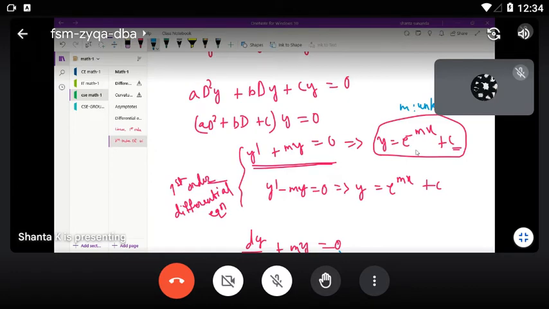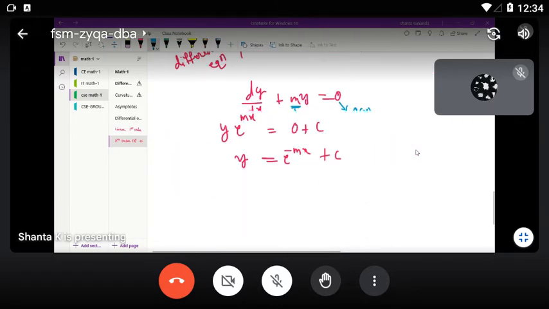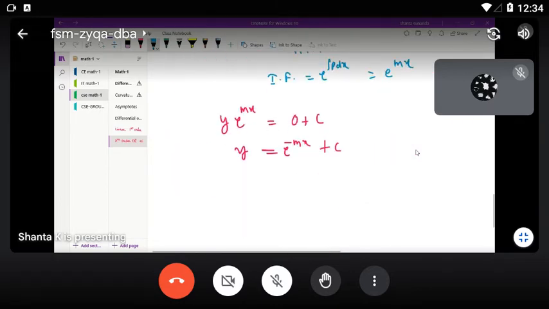Now y dash can be m e power mx. Y double dash can be m square e power mx. So this is the form. Okay. So here actually first we will find the characteristic equation or the auxiliary equation.